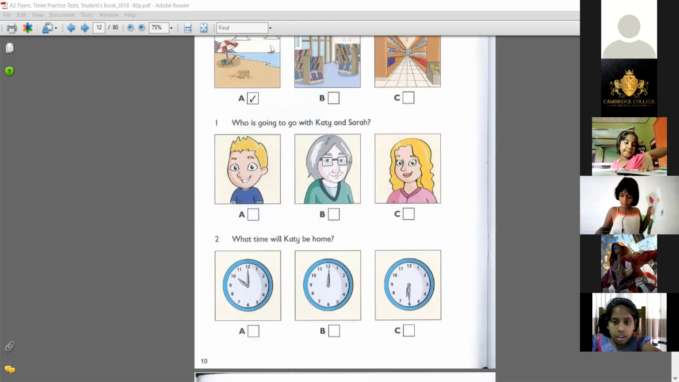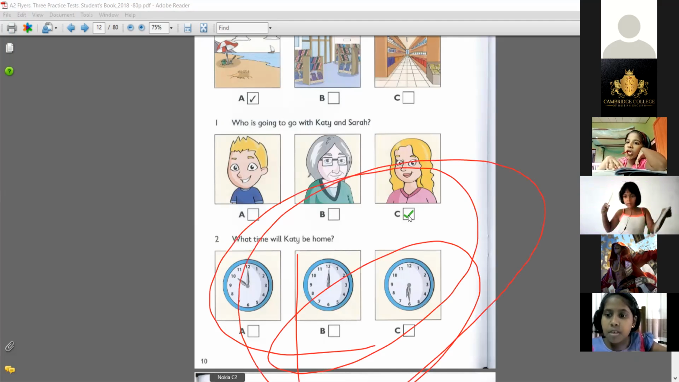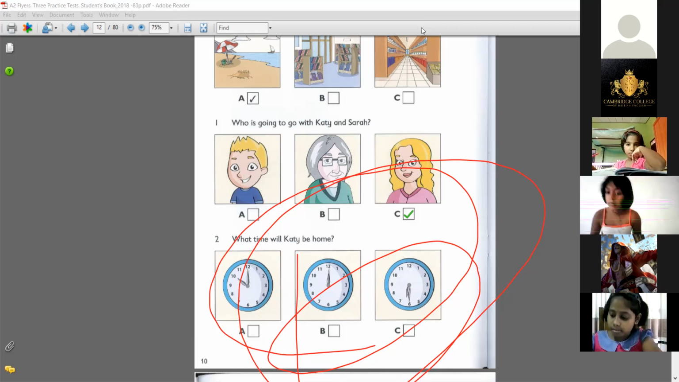So part four, question number one, then answer is what? What is the answer, Buddha? Answer is C.